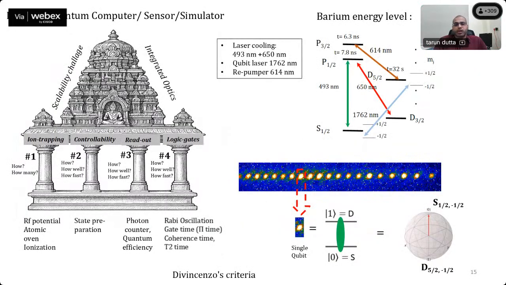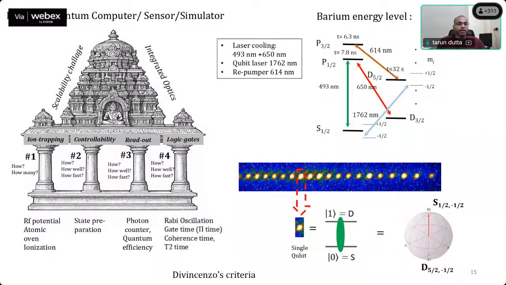Okay, so now, I have already discussed the DiVincenzo criteria, which have to be fulfilled if you want to realize a quantum computer. So we can think of our quantum computer as a temple. Now a temple without a pillar is not possible. The pillar has to be strong enough so that it can hold the whole temple, right? So here, I have divided it into 4 pillars, which are very basic and which we have to develop very well.